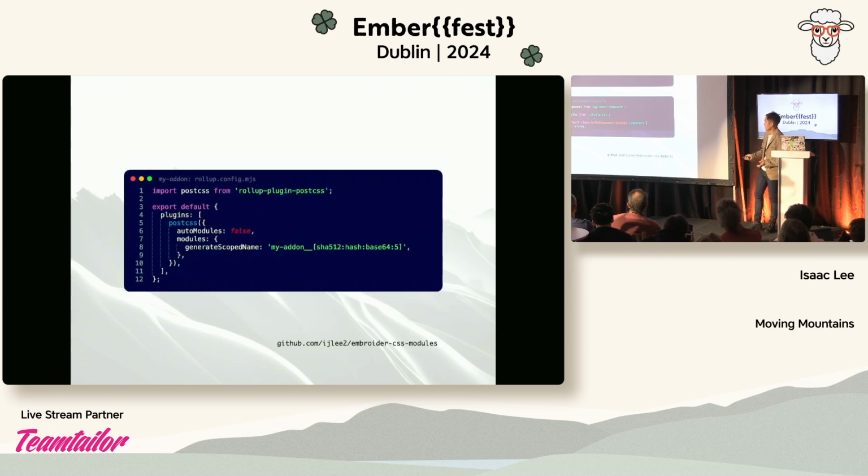There's some rollup plugin that produces vanilla CSS, and that's why Embroider CSS modules from V2 add-ons can coexist with Ember CSS modules from classic Ember apps, V1 add-ons, and engines.